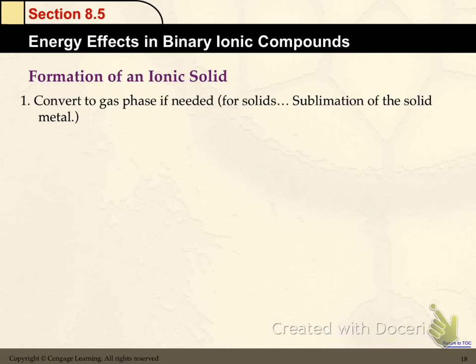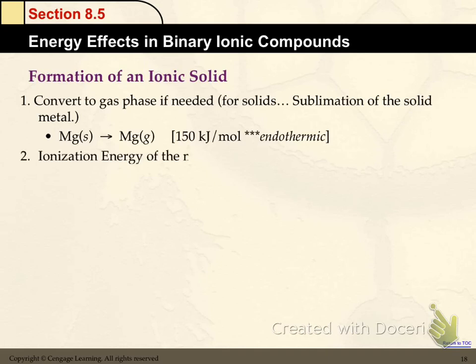The first thing that needs to happen is that we need to convert all of the species, both the cation and the anion, into their gas phase. For solids, that means to sublime the solid. So let's say we have magnesium. We take some solid magnesium and sublime it into gaseous magnesium. That's an endothermic process. We have to put a lot of energy into the magnesium in order for that to happen, 150 kilojoules per mole of magnesium. So that's the first step.